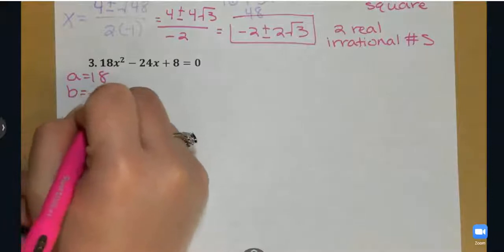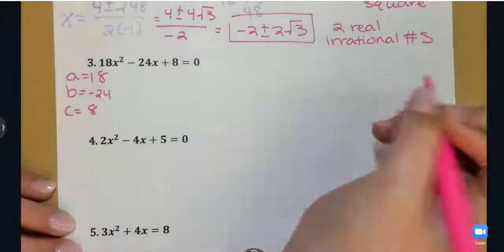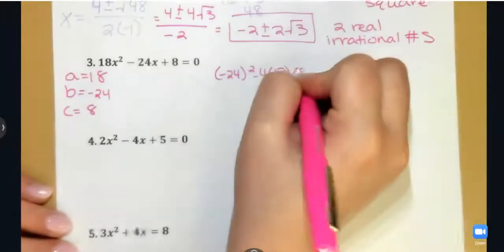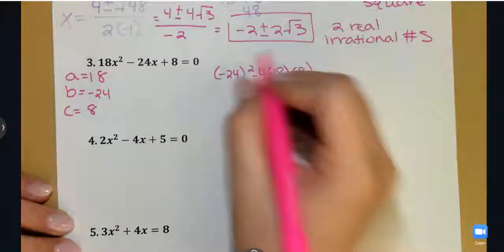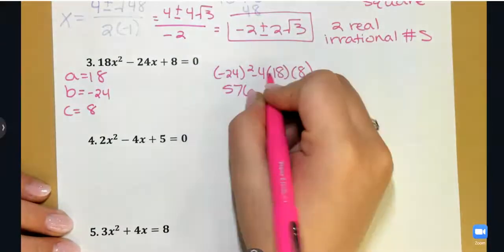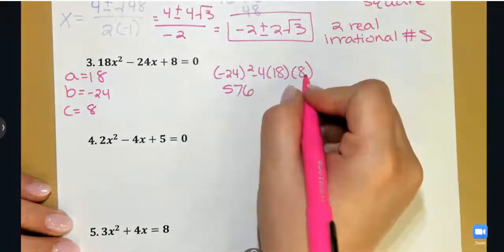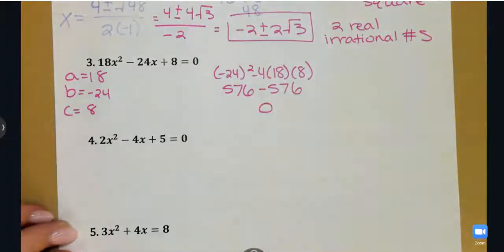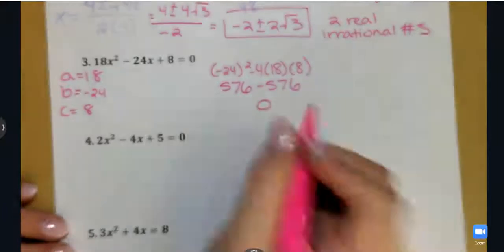A is 18, B is negative 24, and C is 8. So let's find our discriminant. B squared minus 4 times A times C. Negative 24 squared is 576. Negative 4 times 18 times 8 is negative 576. So our discriminant here is actually going to be 0.